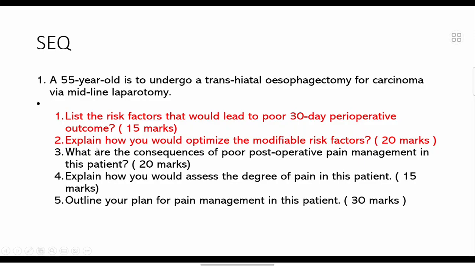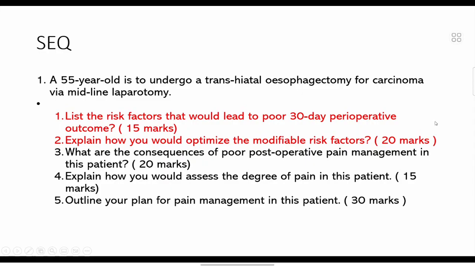The same question: explain how would you optimize the modifiable risk factors. You just go through the note and see what are the factors which can be modified. For example, hemoglobin level, nutrition level and the comorbidities, and they are asking how would you optimize. So just mention what we have studied on how to do that, and always keep in mind the content, what you have to write.